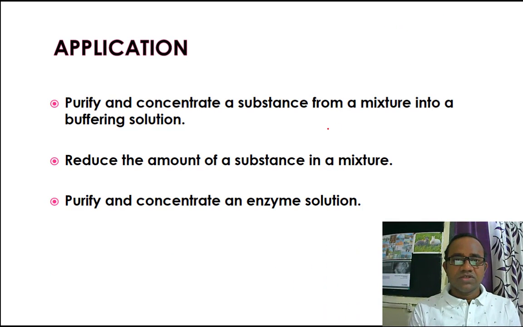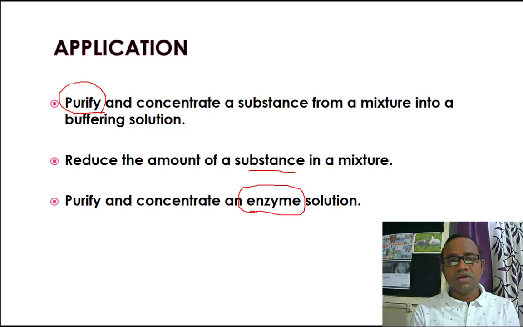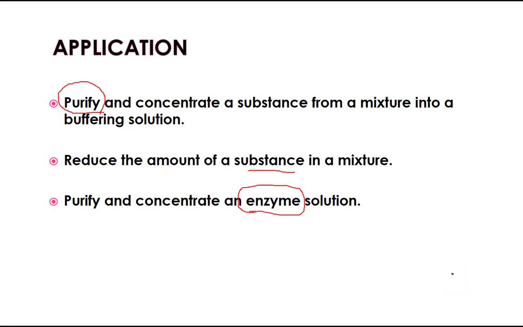When we see the application of this, the biggest advantage is purification. That is, it can purify samples from different mixtures. It also reduces the amount of a substance in the mixture. It can also purify and concentrate enzyme solutions. So affinity chromatography is mostly used for the purification and isolation of different types of enzymes by keeping their substrate as a ligand in the column. In this way we can isolate different types of biomolecules based on specificity.